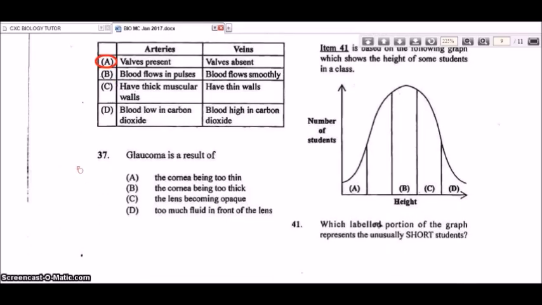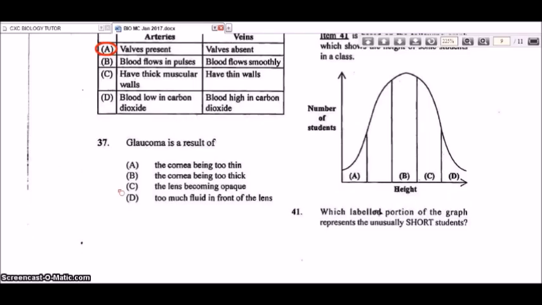Question 37, glaucoma is a result of, so the answer would be too much fluid in the front of the lens. So you have too much fluid and that leads to an increase in the pressure, and that pressure could damage the optic nerve at the back of the eye. So that is what causes glaucoma.